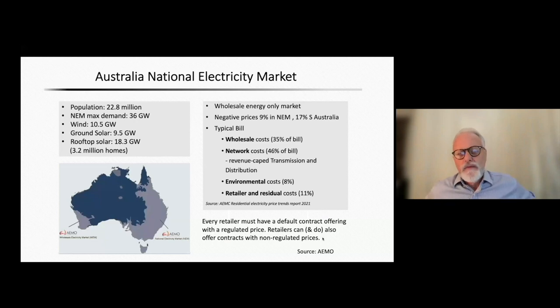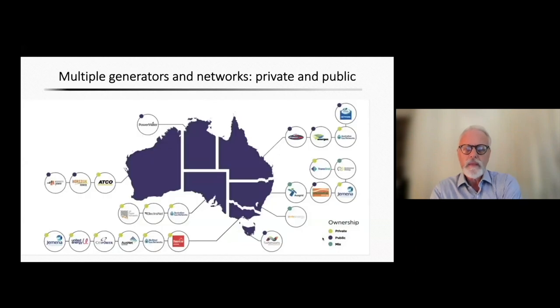So there's full retail competition, but I think there's also a realization that not everyone can participate in that market. Not everyone has information around choices or understands the market well. And so every retailer must have a default contract offer at a regulated price, which is available to consumers as well. It's also a very unbundled system.